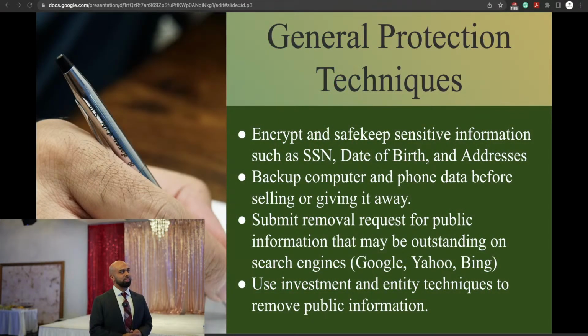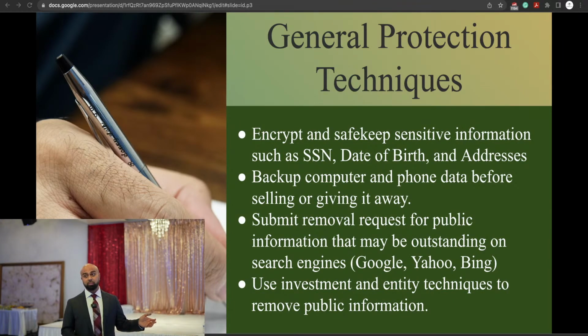So there are certain things that we can do to protect ourselves. General protection techniques. These are not specific to any person or any place, but everybody should do this, and these are the things that I'm constantly looking to do for myself. Encrypt and safekeep your sensitive information, such as your social security number, your date of birth, and your addresses. All those things are pretty important. And with technology and AI becoming such an important factor, you may not necessarily have to worry about somebody taking your identity. A robot could literally do that nowadays, and they could pose as you, and that's the unfortunate truth.